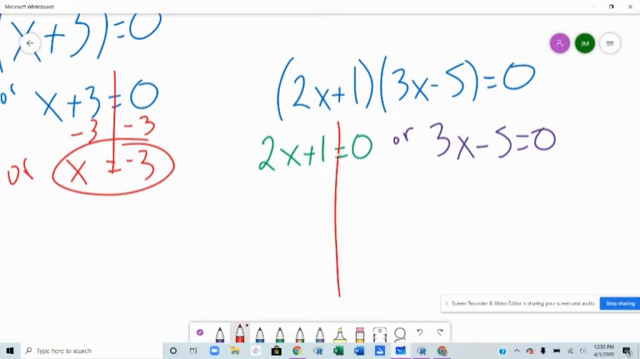I have 2x plus 1 equals 0, which means to solve, you need to subtract 1 from both sides. That leaves you with 2x. 1 minus 1 is gone. 0 minus 1 is -1. You're not done. You still have 2 in front of x. Remember, there's a times sign, so how do you get rid of it? You divide.